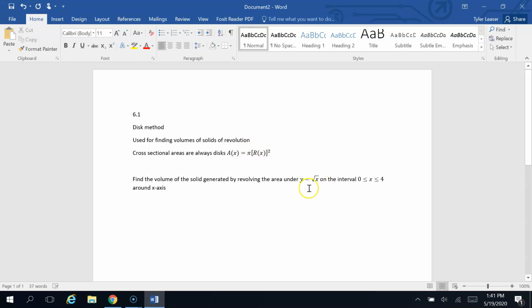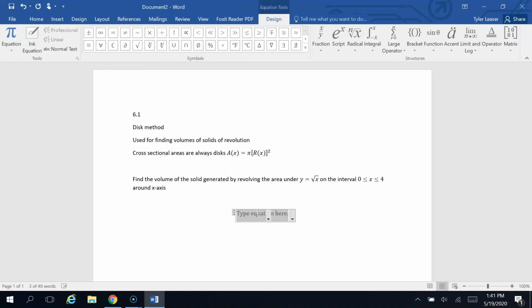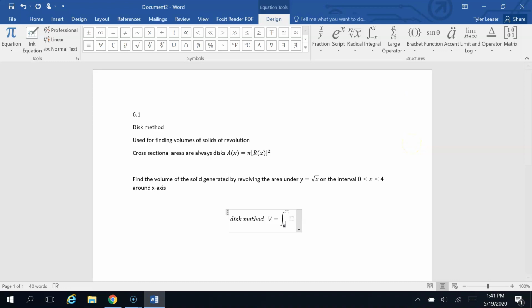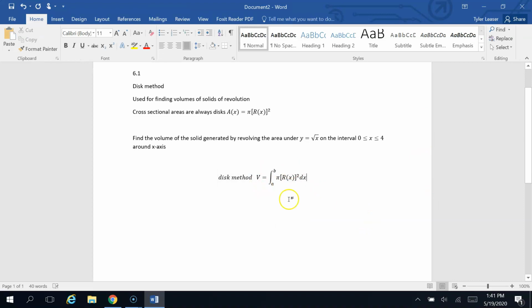So you can kind of think of it as a generic volume that we're always going to have for the disk method. The volume is always, not just for this question, but always, whatever your interval is, a to b, of pi times the radius as a function of x, quantity squared, dx. This is on that formula sheet that's in Moodle, so you can look at it there if you have a question like this.